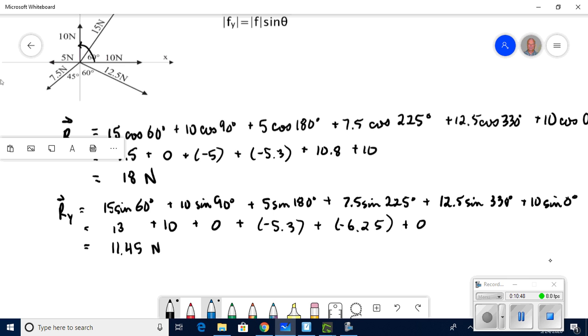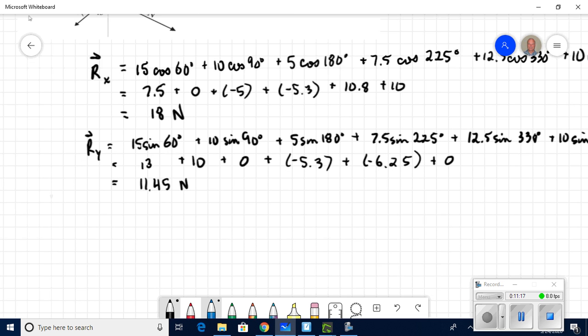We've got 10 sine 90, and we've got 5 sine 180. We've got 7.5 sine 225. The same angles apply. And then 12.5 times the sine of 330, and then back to my starting point here, 10 times the sine of 0, or 10 times the sine of 360, if you like. They work out to be a string of 13, 10, 0, negative 5.3, negative 6.25, and 0. And I've got a total resultant y component vector of 11.45 newtons.